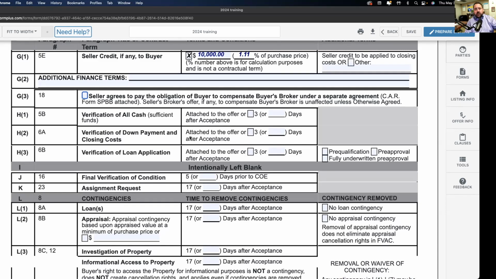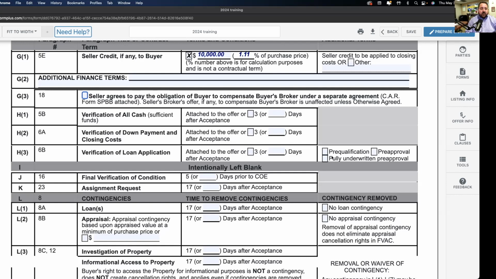You're starting to reduce counter offers. You're making your offer stronger. The more things that you provide at the beginning that the listing agent doesn't ask for, the better for you in getting your offer accepted. Verification of loan application attached to the offer is the default.